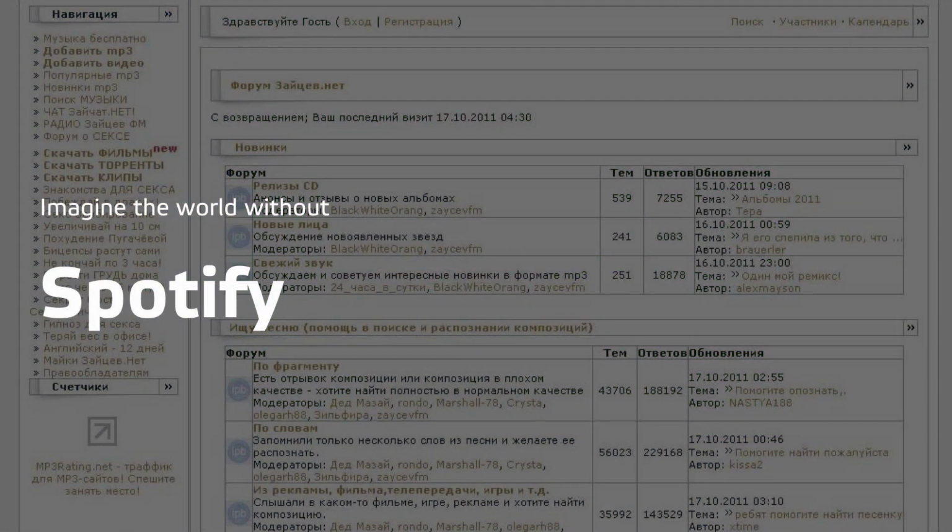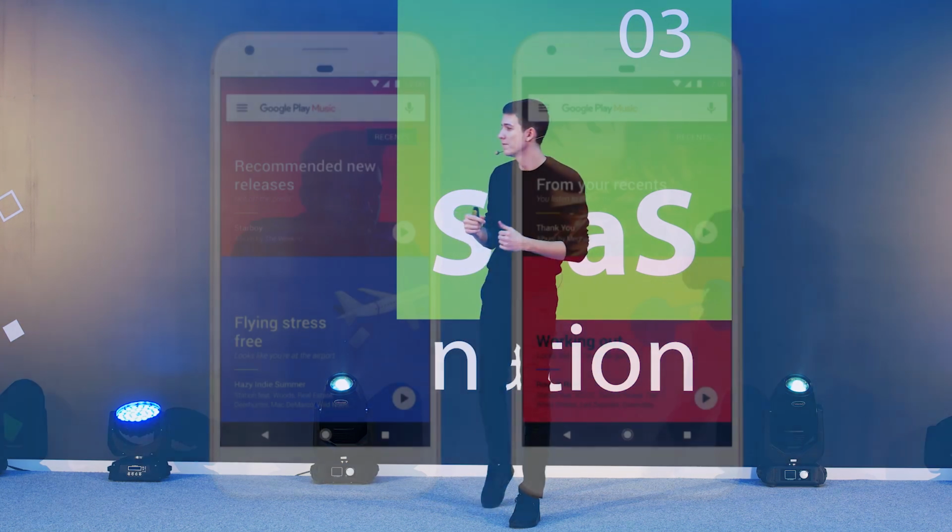So let's take a look at another example. Who can name what the site is in the background? Someone sitting in front rows? There was a site called Zaitsevnet in my childhood. I don't know if it still exists or not. So how would my listening to music look?